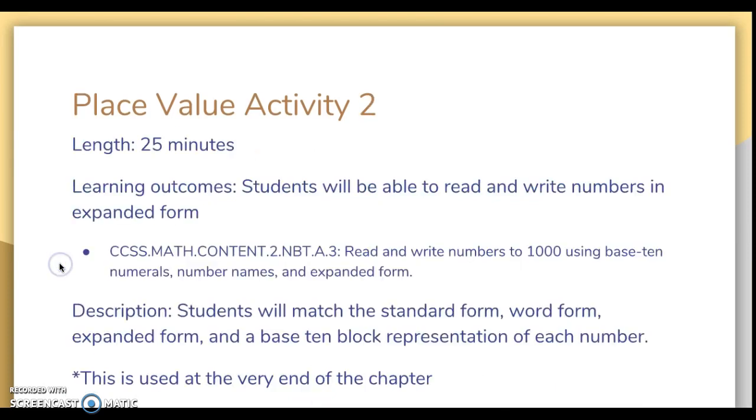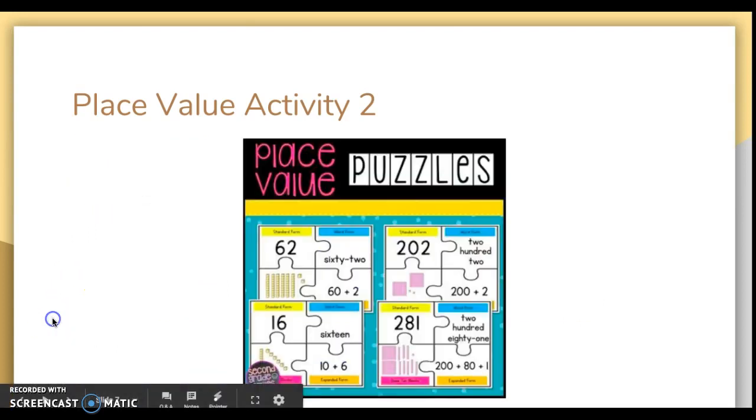So for my second activity, the length would be 25 minutes. The learning outcome: students will be able to read and write numbers in expanded form. The standard is read and write numbers to 1,000 using base 10 numerals, number names, and expanded form. The description is students will match the standard form, word form, expanded form, and a base 10 block representation of each number. And this is used at the very end of a chapter.